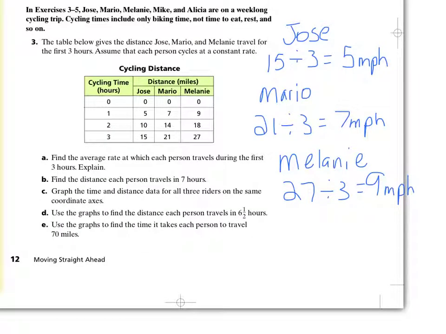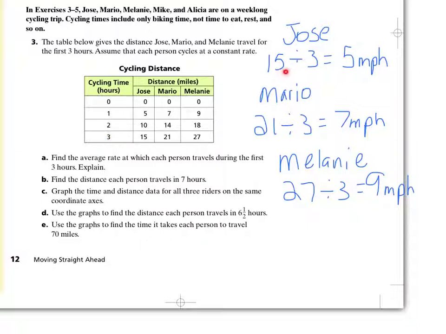Okay, question 3 is asking us, the table below gives the distance Jose, Mario, and Melanie travel for the first 3 hours. Assume that each person cycles at a constant rate. So here is our table for that. A asks us, find the average rate at which each person travels during the first 3 hours. Explain.